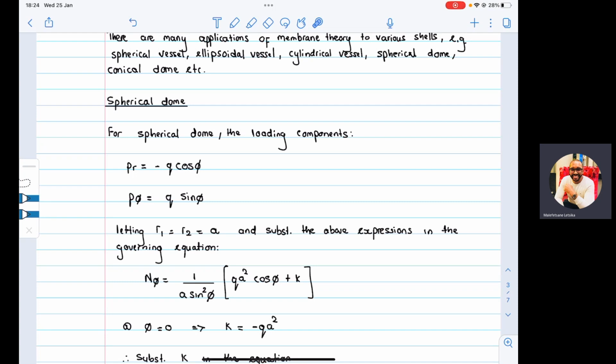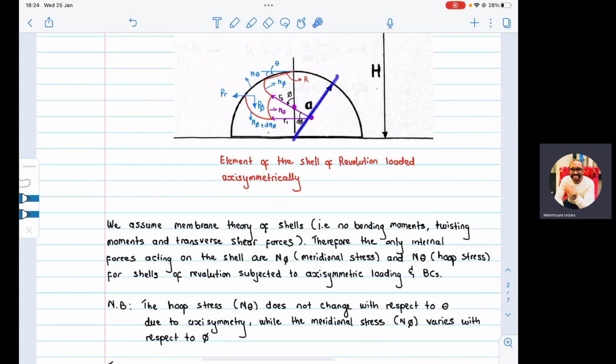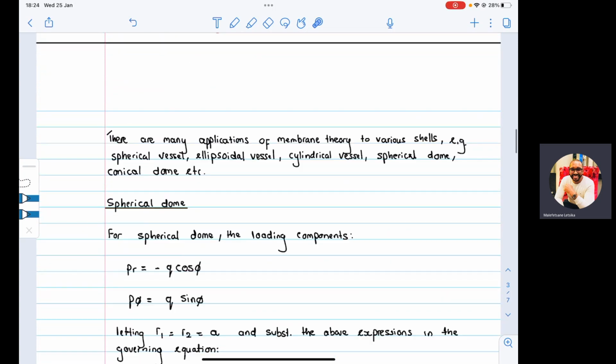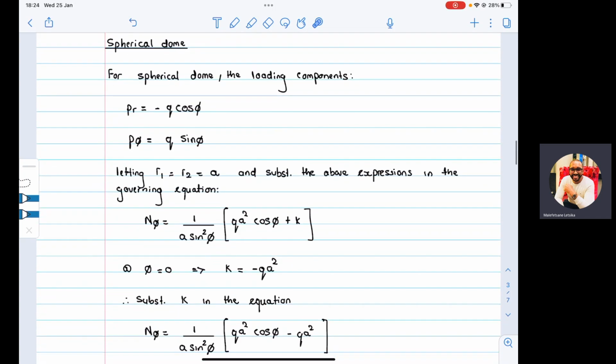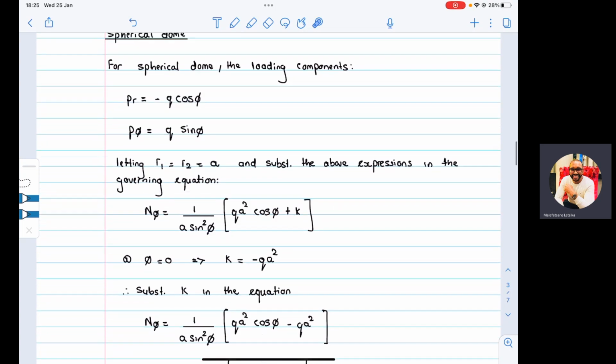Okay, so in the derivation of a stress resultant, since it's a sphere, you should expect R1 to be equal to R2, and we can just say it's A. Okay, hence why you saw that hint here of the radius just being A in this manner. And if we substitute the above expressions in the governing equation, this is what we get for the meridional stress for a spherical dome. I should emphasize that, for a spherical dome. This is what we get.